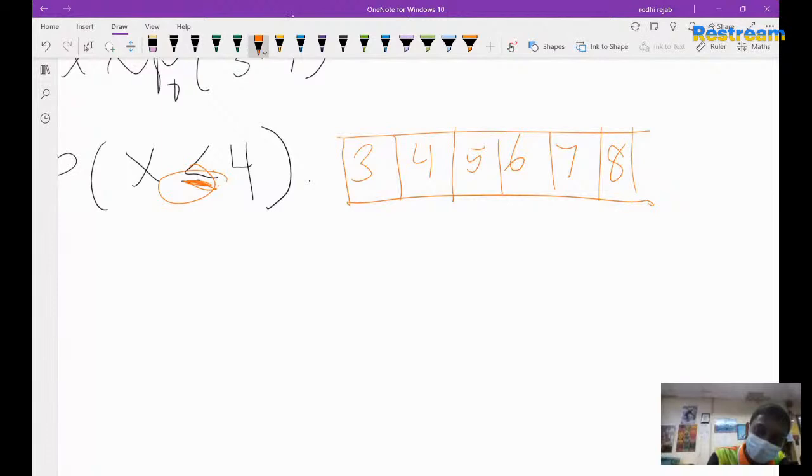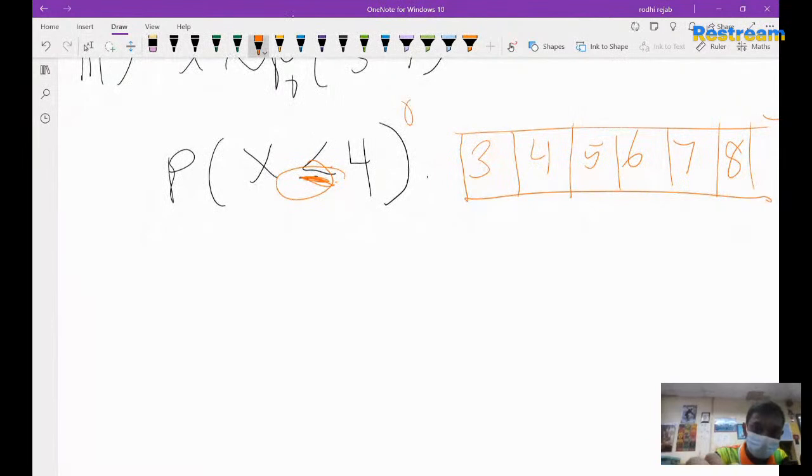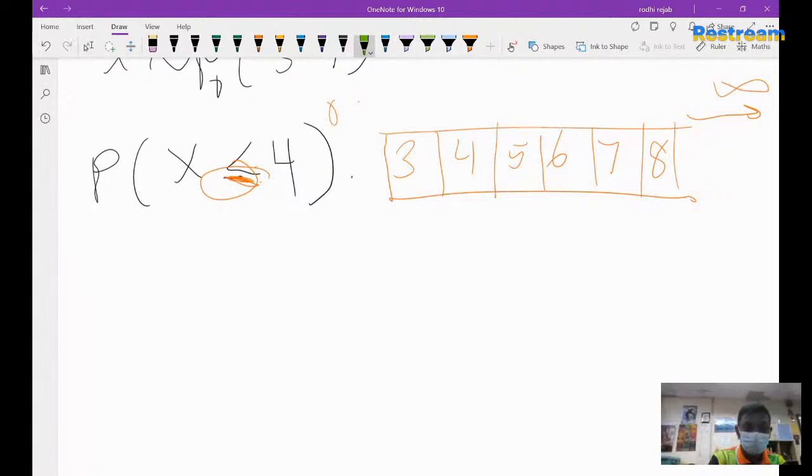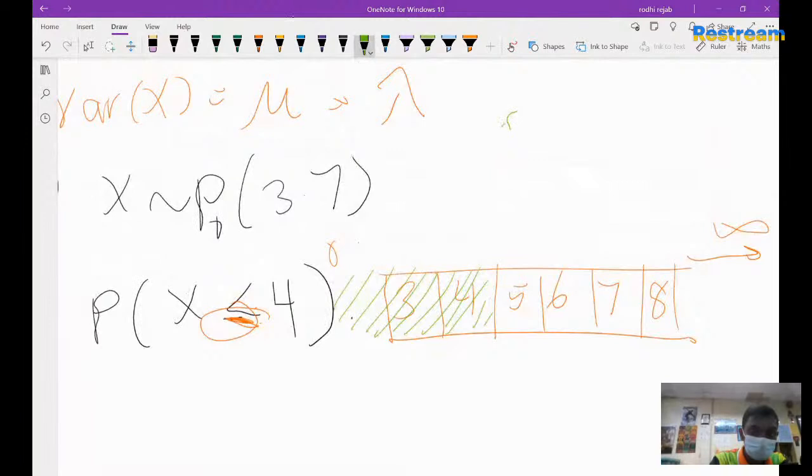And this 3, 4, 5, 6, 7, 8 onwards towards infinity, because our Poisson doesn't have a limit starting from 0. So I would say less than equals to 4. Maksudnya 4 kita included. And buku kita baca from a point to the kanan.